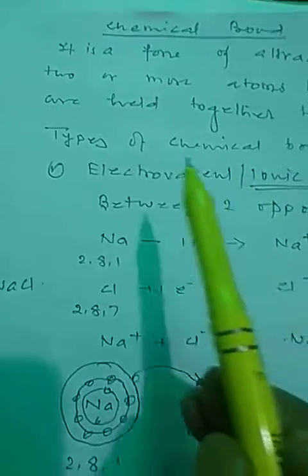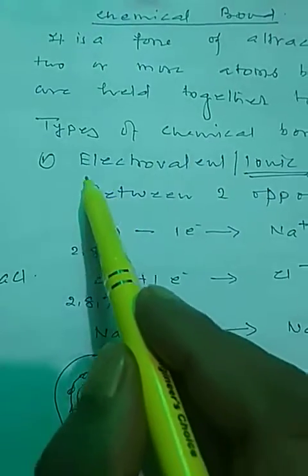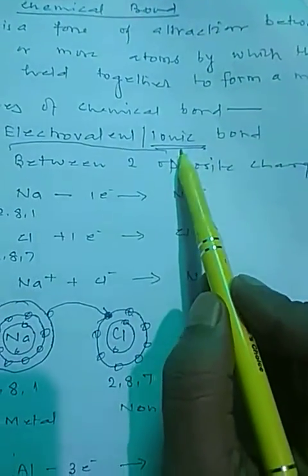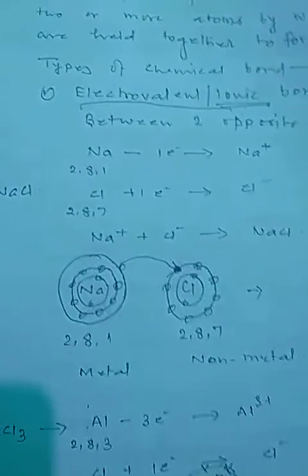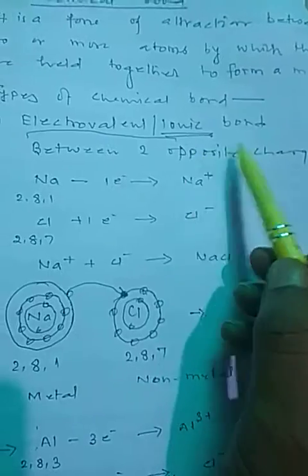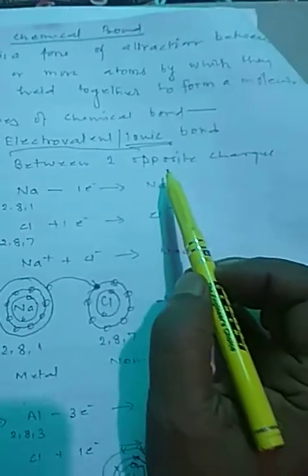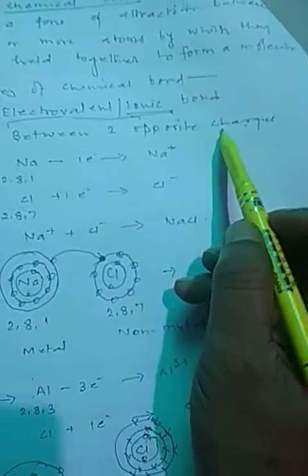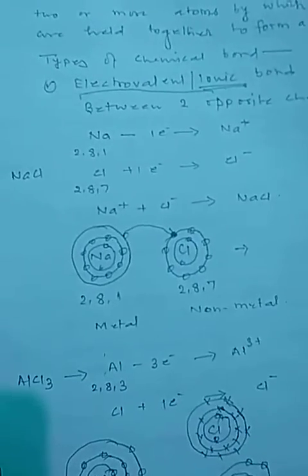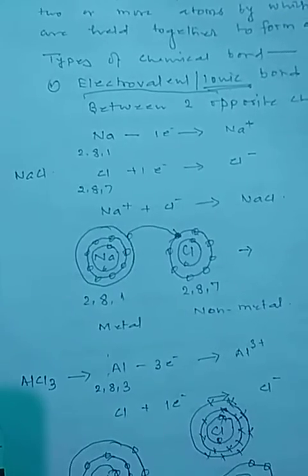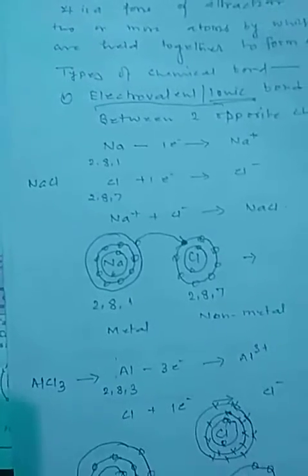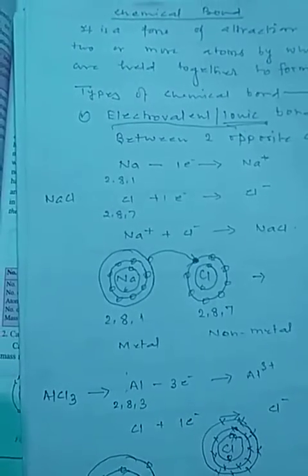So what are the different types of chemical bond? First one is your electrovalent bond, which is also called your ionic bond. Since these bonds are formed between two ions, with two opposite charges, that's why it is also called your ionic bond. Now the question arises: we know how the ions are formed, either by losing electrons or by gaining electrons.